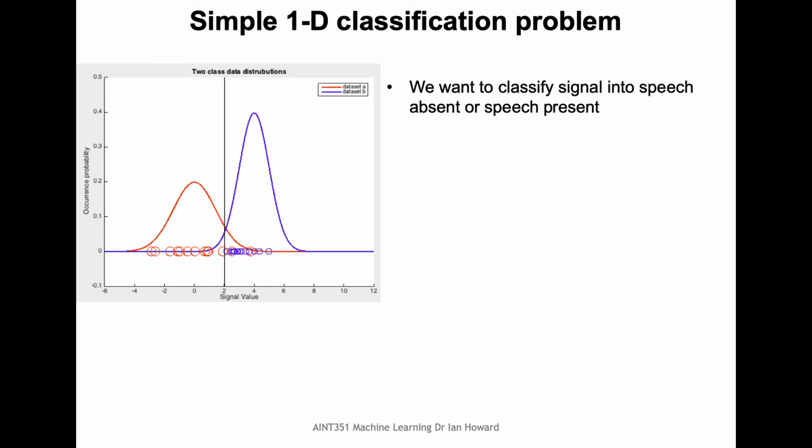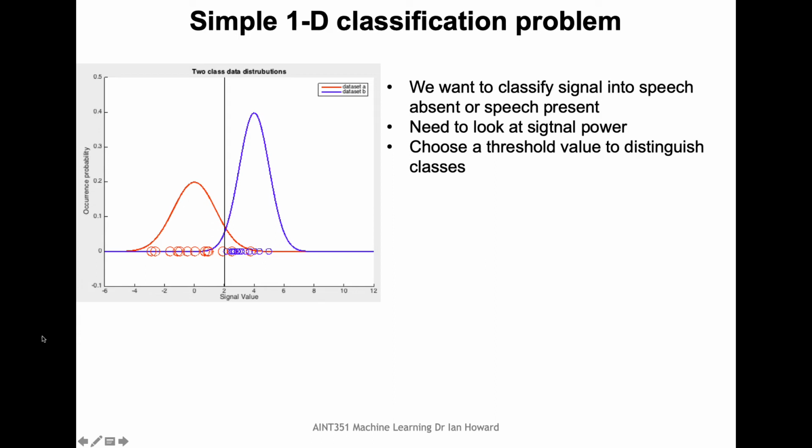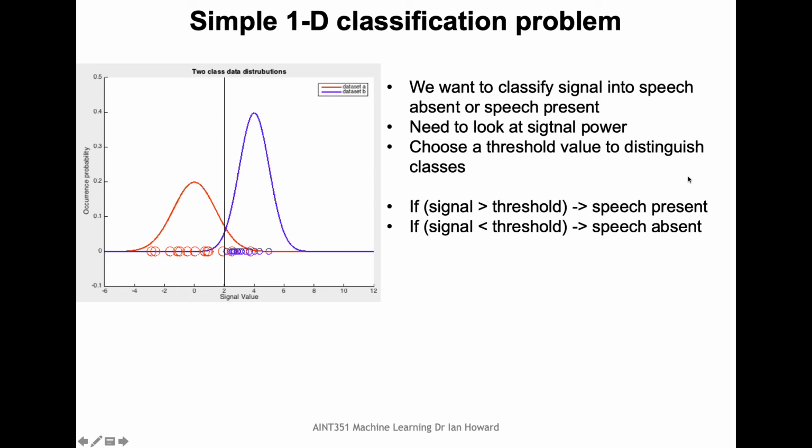Now what we want to do is classify this data coming in, this short-term power, into the absent or present condition for speech, just looking at signal power. So if we have these values coming in, we need to choose a threshold value such that if we're below the threshold, the data is labelled as no speech, and if it's above the threshold, speech is present. If the signal is bigger than the threshold, speech is present; if it's less than or equal to the threshold, it is absent. So how can we find this threshold?